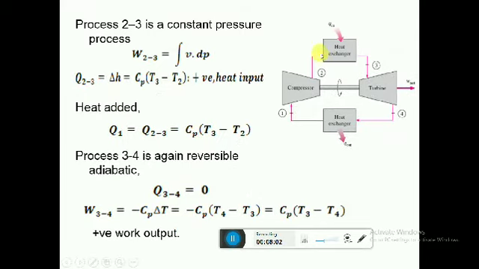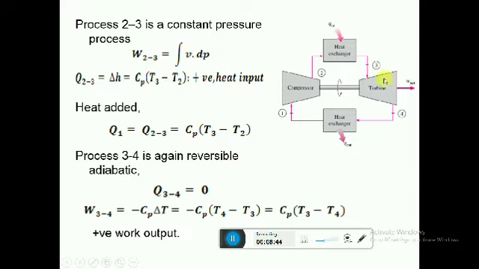So 2 to 3 is a heat addition process, because 2 to 3 takes place at a constant pressure. Whenever anything takes place at a constant pressure, the work done will be 0, because there is no change in pressure, no work done. For 2 to 3, we can say the heat addition is Cp into T3 minus T2, that is positive heat addition. Heat addition can be given by Q1 is equal to Q2 to 3, that is Cp into T3 minus T2. The gases enter at a lower temperature, leave at a higher temperature.